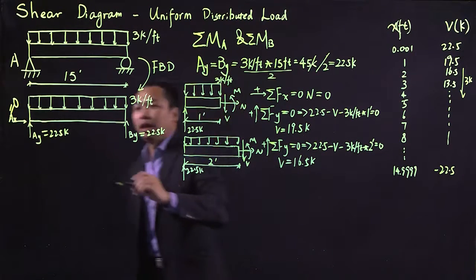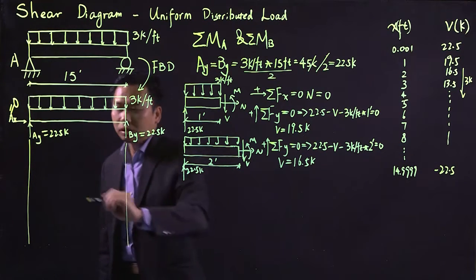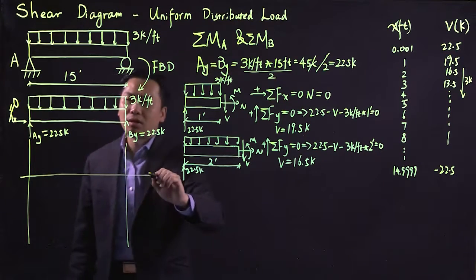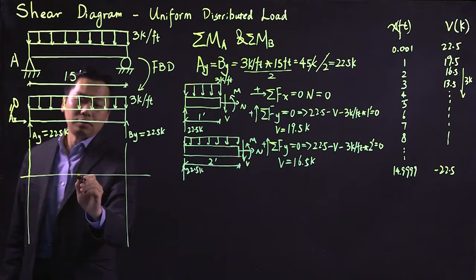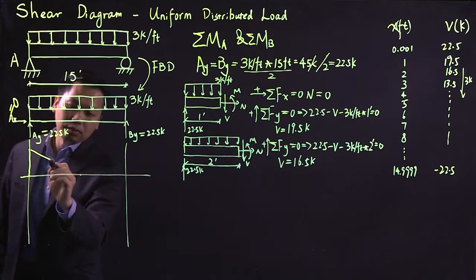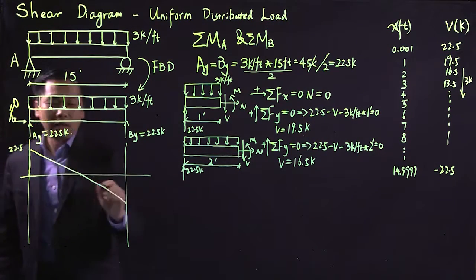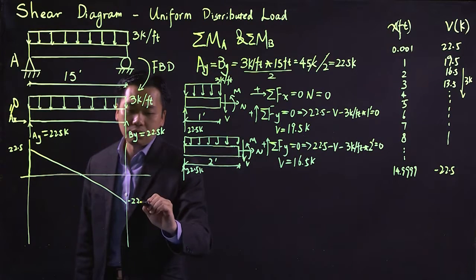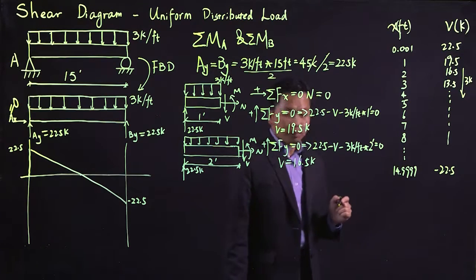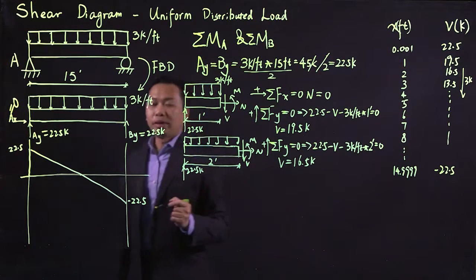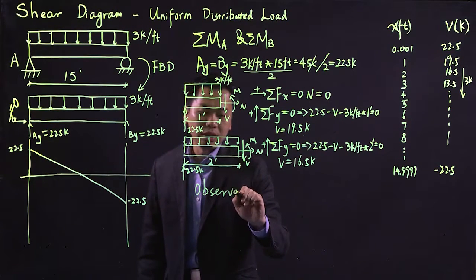With that, we can draw our shear diagram here. You can plot all those points. If you draw that out, you're going to see something like this. This is 22.5, and this is negative 22.5. And from this, what can we observe? Observations, so that we don't need to do this tedious process again.